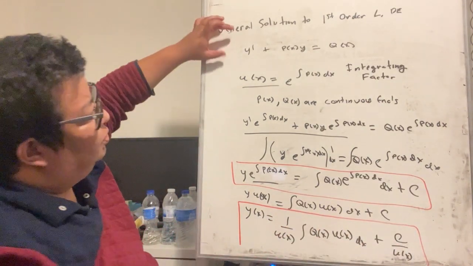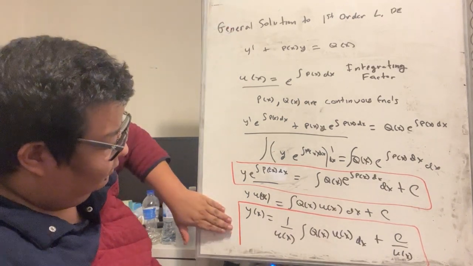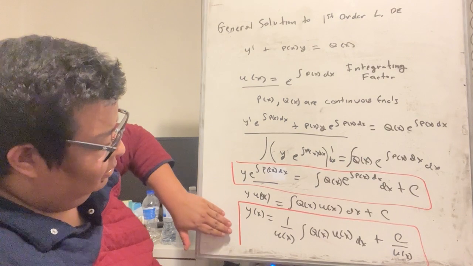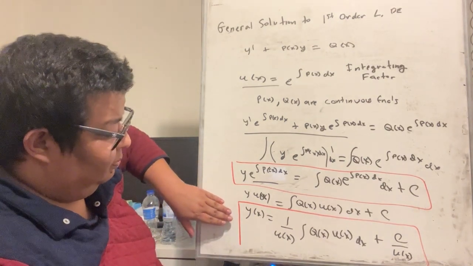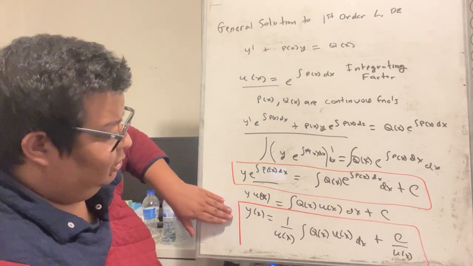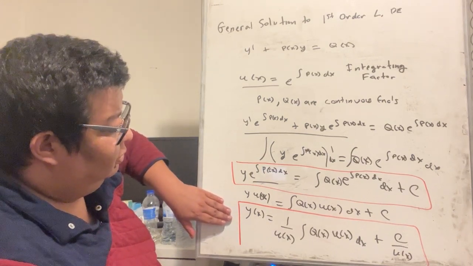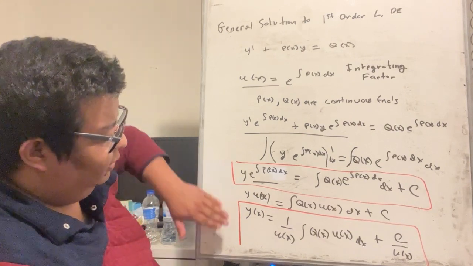So notice the solution to this first-order linear differential equation is as follows: this or this. This will be easier to memorize, but yes, if you get to this point, you can get to this point.